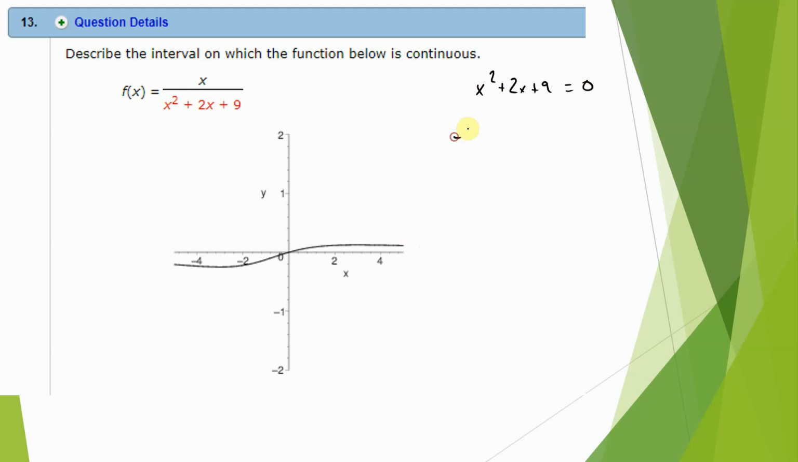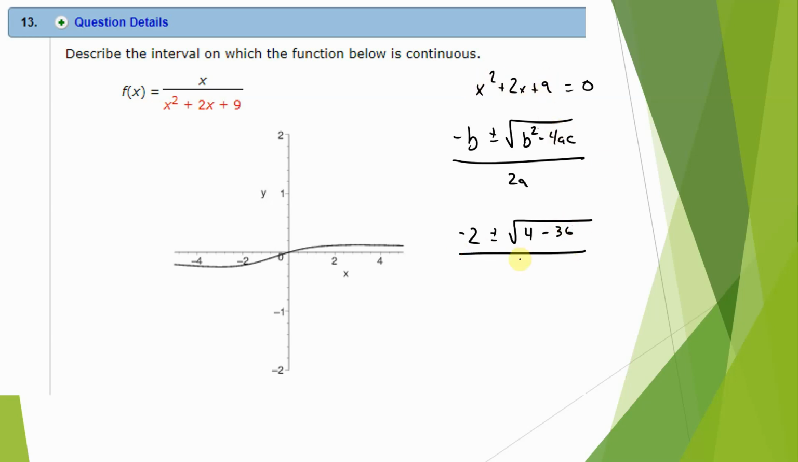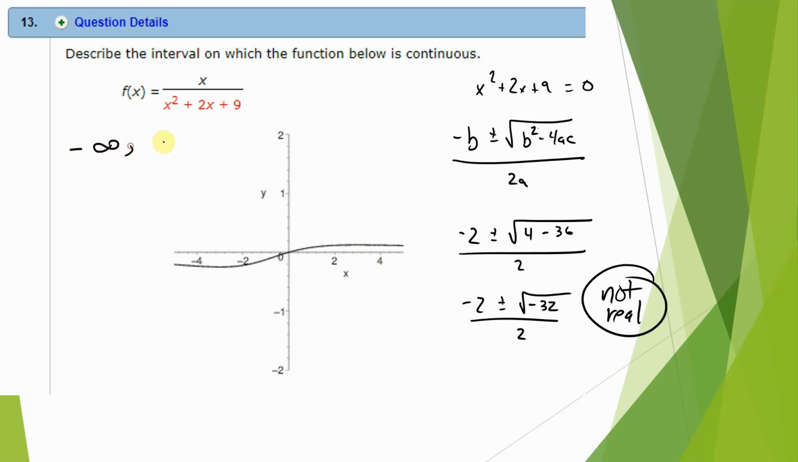the quadratic formula. So negative b plus or minus the square root of b squared minus 4ac all over 2a. So here, b is equal to 2, so negative 2 plus or minus the square root of b squared, which is 4, minus 4 times a times c. So 4 times 1 times 9 is 36 over 2a, which a is 1, so just 2. So negative 2 plus or minus the square root of negative 32 over 2. All right, right there we can go ahead and stop because the square root of negative 32 is imaginary. That means it's not real. That means there are no real zeros for that function, which means nowhere does that go to 0. Therefore, it's continuous over the entire real number line from negative infinity to positive infinity.